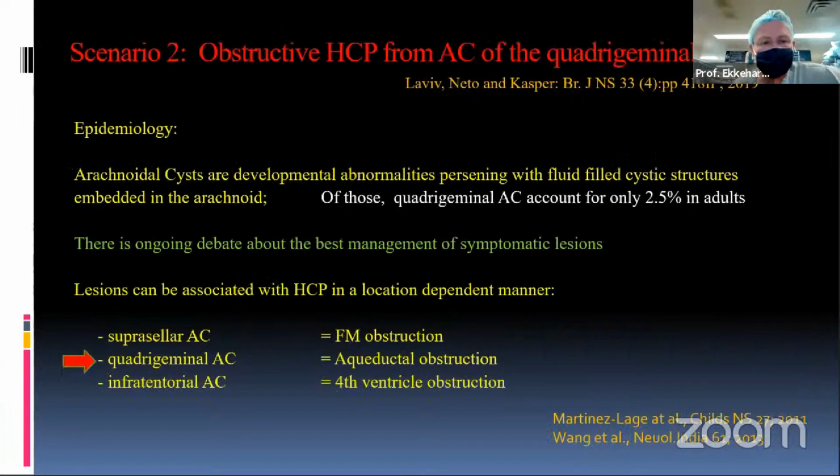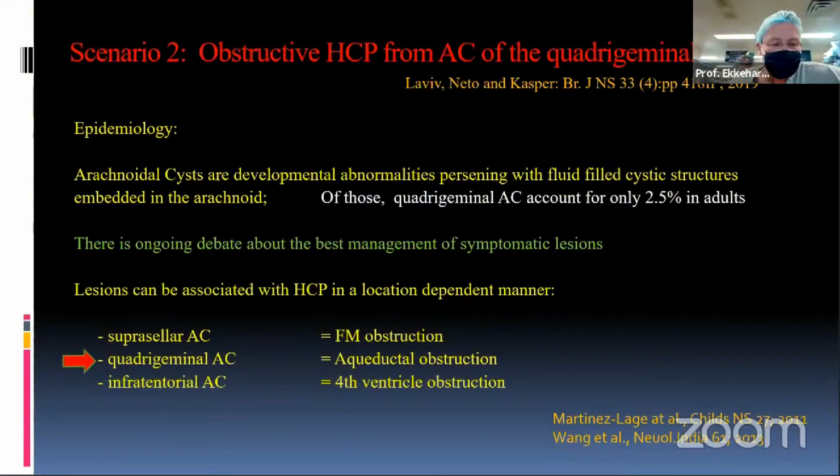Second scenario, obstructive hydrocephalus from an arachnoidal cyst of the quadrigeminal plate. So an extra-axial lesion compressing the aqueduct. These arachnoidal cysts are very common. They are developmental abnormalities, and they present with some fluid that is trapped in the cystic structure. And for some odd reason, some of these arachnoidal cysts can grow like a valve mechanism. There's an ongoing debate how to treat them best, and you would only treat symptomatic lesions.